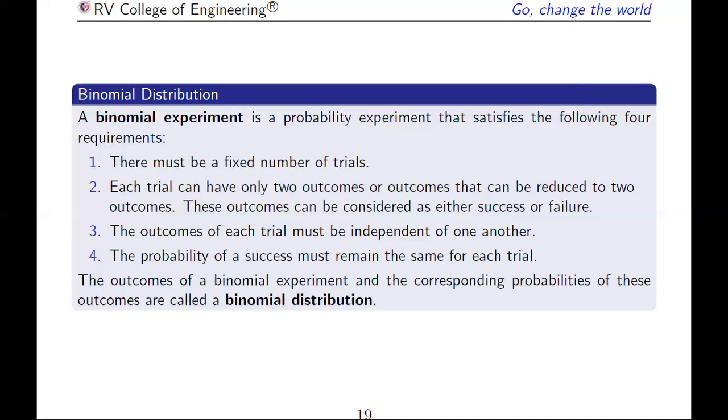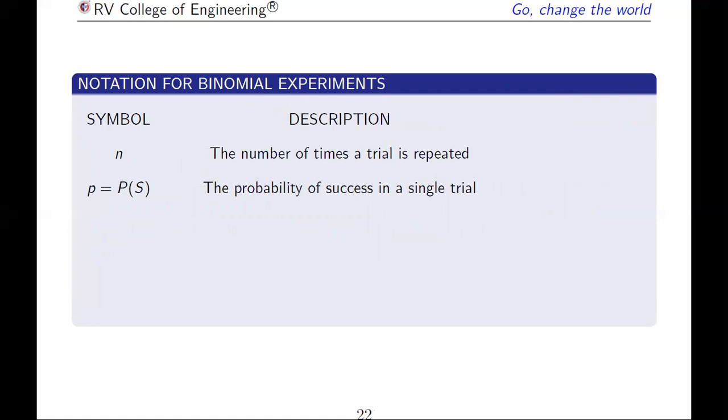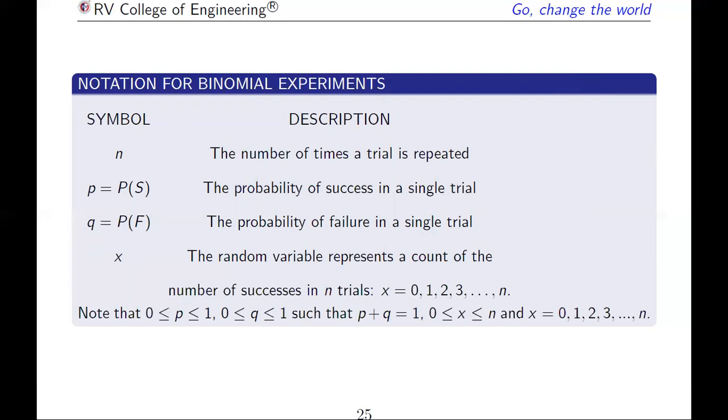The outcomes of a binomial experiment and the corresponding probabilities of these outcomes are called a binomial distribution. We use the following notations. n denotes the number of times a trial is repeated. p, the probability of success in a single trial. q, the probability of failure in a single trial. x, the random variable, represents the count of the number of successes in n trials.